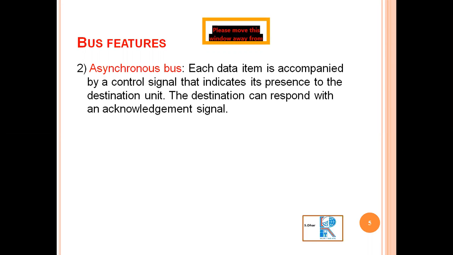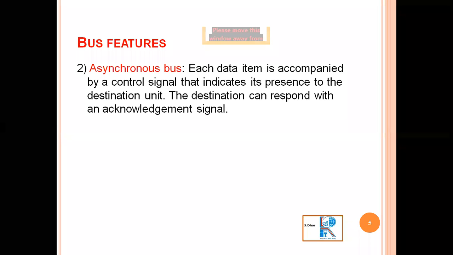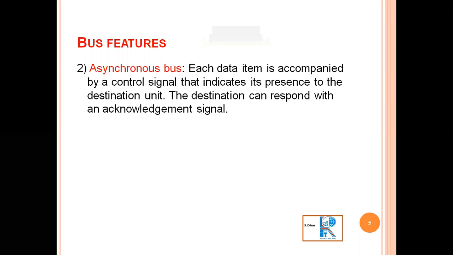Suppose there are two devices, and one device is sending data to the other device. It will send the data along with a particular control signal and tell the destination device, see, I am sending the data, so there is a data request signal. The destination can also respond to the signal using some acknowledgement signal. It will be clear if I give one example.